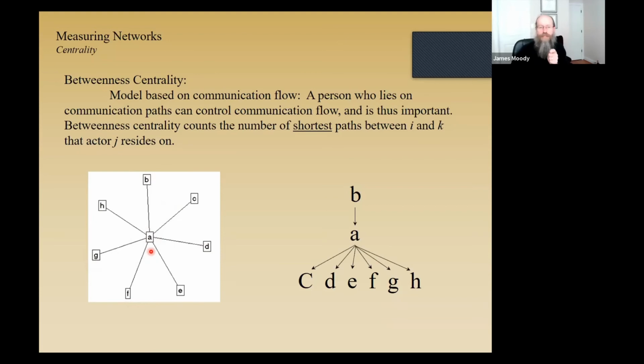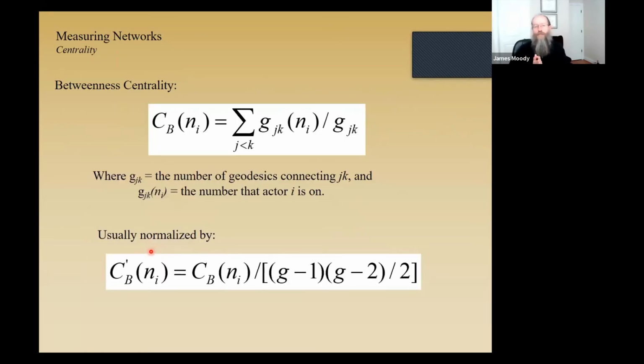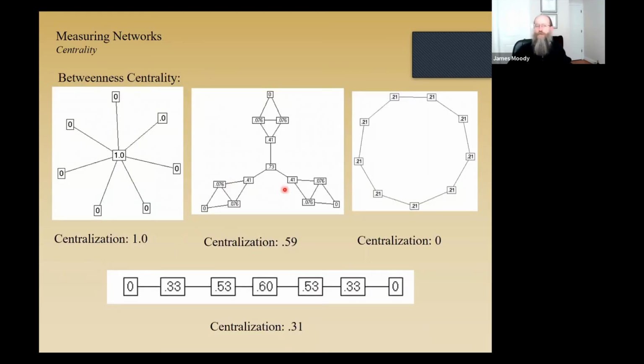Betweenness is your ability to block the flow in the network because you sit on the path between one node and another. So we define it that way. We imagine the geodesic between nodes J and K. Is node I on that path? If so, you sum that up for all nodes J and K, divided by the number of paths that link nodes J and K. It's usually normalized by this funky function here, which is the number of possible shortest paths between two nodes. We don't really care about that for the moment.